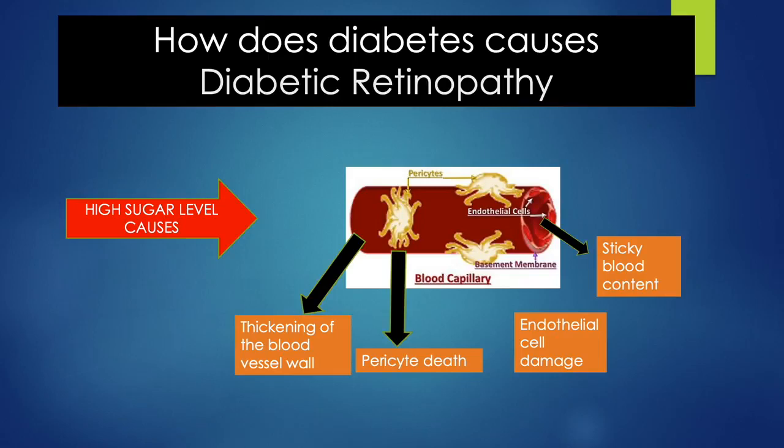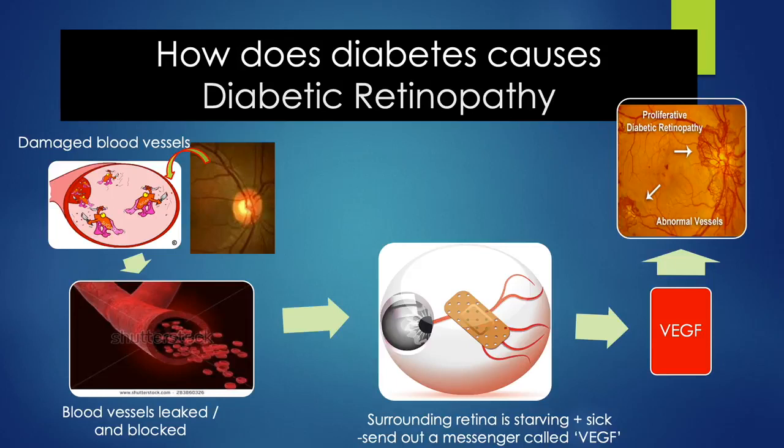How does diabetes damage the retina? High level of sugar will cause damage to the blood vessel wall and concurrently cause increased stickiness of the blood content. This will alter the flow of blood in the vessel, which eventually disrupts the flow of oxygen in the eye. Once the blood vessel wall is damaged, there will be leakages of the vascular content and blockage of the vessel. The retina will be starving of oxygen and become very sick.